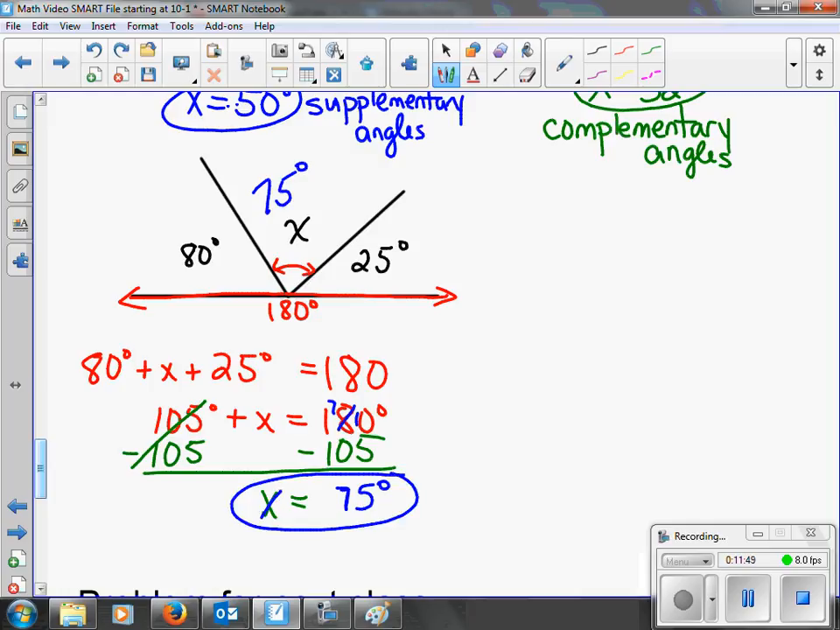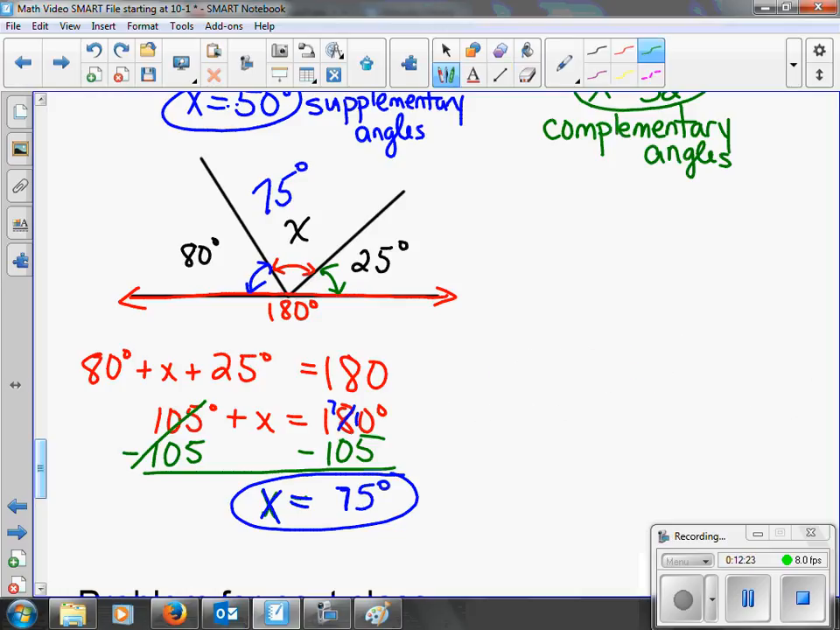Because we needed all of those three angles, this angle here, the red angle, and the green angle, all of this had to equal 180 degrees. So you could do it two different ways. You could look at it as 180 degrees minus 80 degrees minus 25 degrees would equal x. I just like to add the two angles and then subtract it from 180 degrees. You can do it either way.